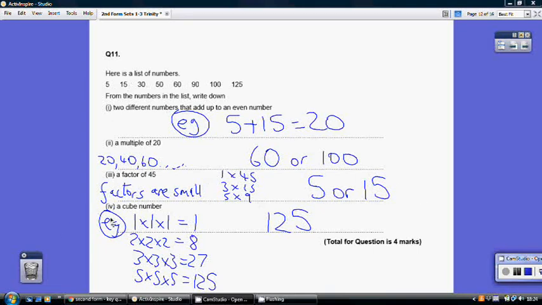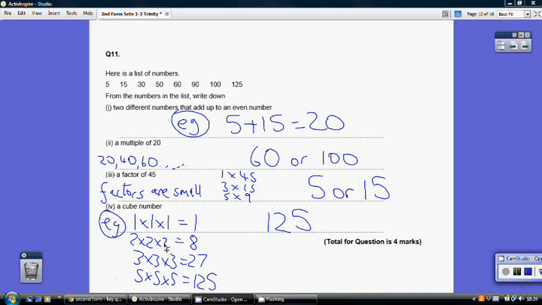Now for part 4, a cube number. A cube number is what you get when you multiply a whole number by itself and then by itself again. So 1 times 1 times 1 is a cube number, and that's 1. So 1 is a cube number. 2 times 2 times 2 is a cube number, and that's 8, and so on.